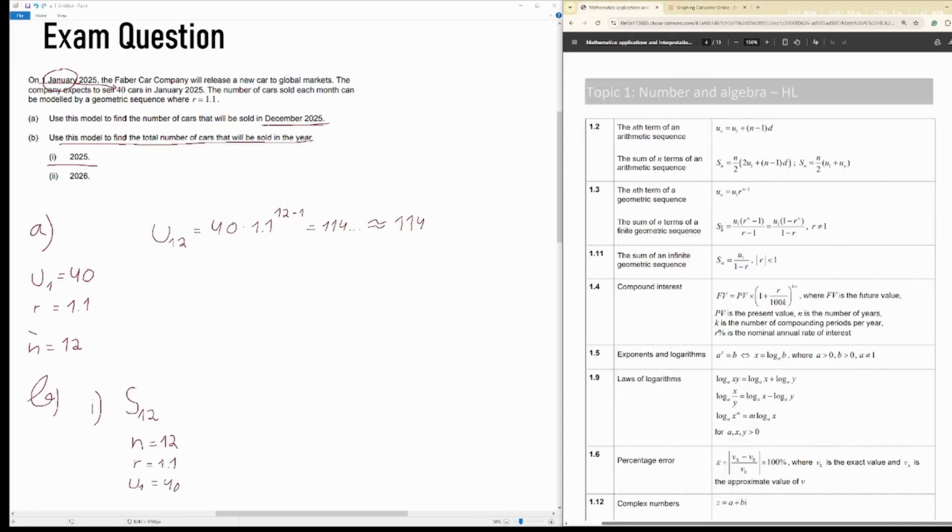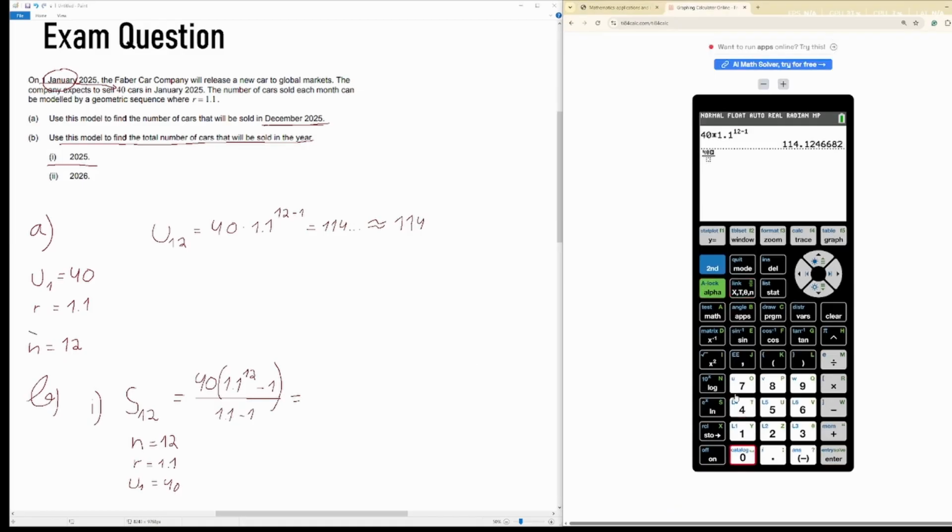So we can look at our formula booklet and the formula given. We go 40, then we put 1.1 to the power of 12 minus 1, divided by 1.1 minus 1. Then we use our calculator to get 40 times 1.1 to the power of 12 minus 1, and to the bottom we put 1.1 minus 1. And you get the answer of 855. As you have to round to 3 significant figures, you can say that in 2025 they sold 855 cars. So the next part is more tricky.